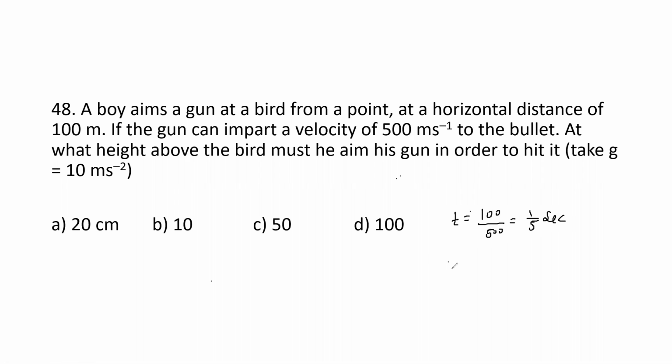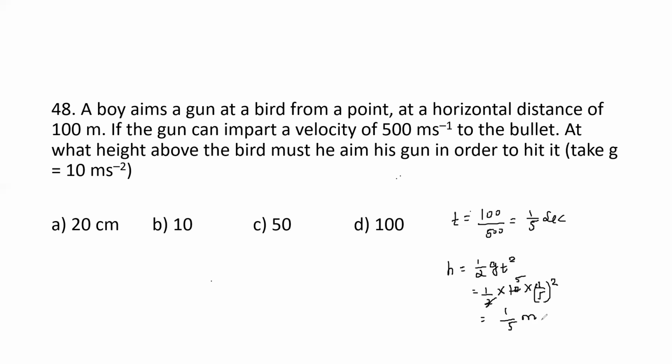So in this time, it also moves downward due to gravity, and its vertical displacement is given by half gt square. H is equal to half gt square. This is equal to 1 by 2, g value is 10, into t value is 1 by 5, whole square. So 2 ones are 2, 5 fives are 25... sorry, here the 5s will get cancelled. Therefore, you will get 1 by 5. That is 1 by 5 meter.